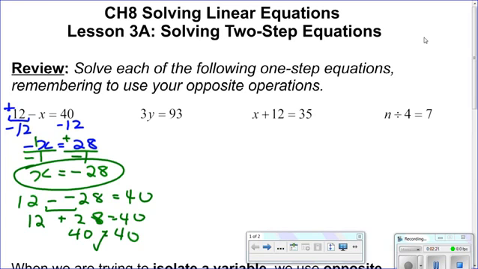All right, so looking at letter B, we have 3 times y equals 93. To get the y by itself, we need to do the opposite. So instead of multiplying y by 3, we're going to divide by 3. 3 divided by 3 leaves us with 1y. 93 divided by 3 gives us 31.